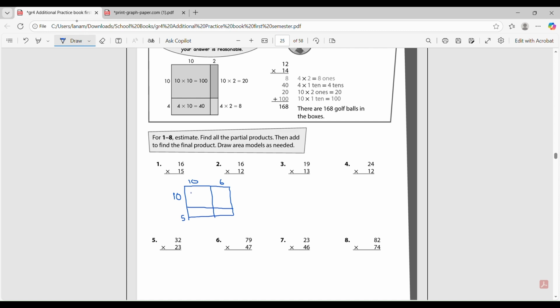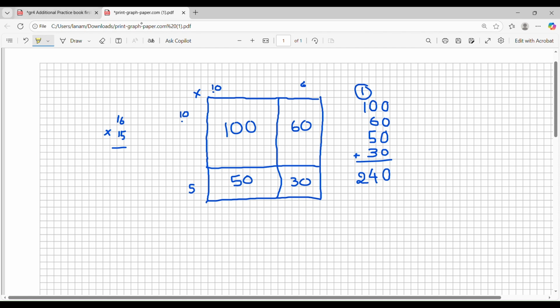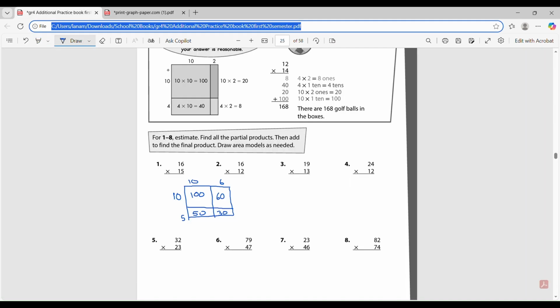Now 10 times 10 is 100, the same, but here I don't have the squares. 6 times 10 is 60, 10 times 5 is 50, and here 6 times 5 is 30. Again, we add them together, and we will have 240, like we had here. So it's going to be 240.